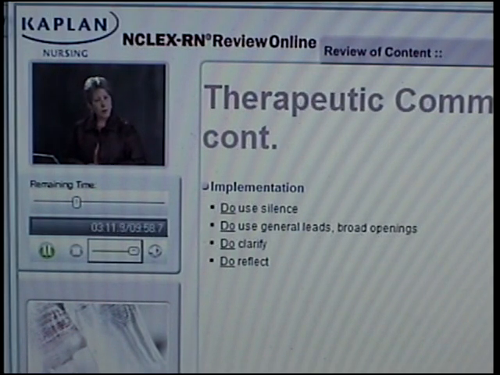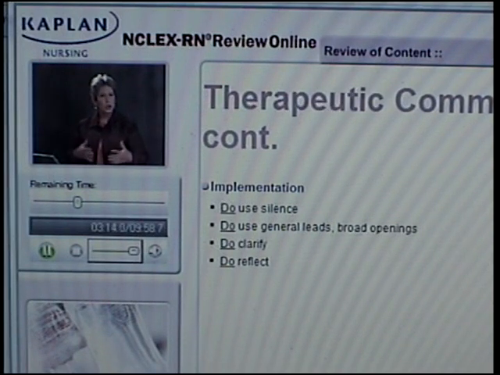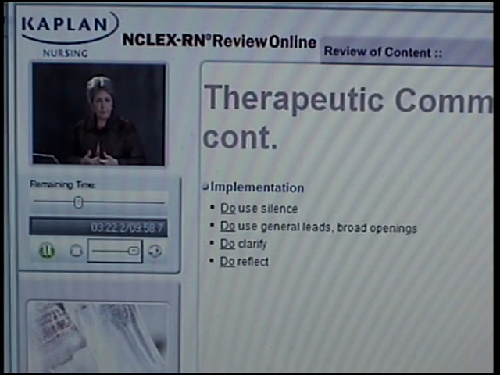Another technique is called clarification. You will clarify the message. You're going to request feedback so that you clearly understand the message and that you are conveying to the client that you clearly understand the message. You clarify by using phrases such as, I'm not sure that I understand. In other words, you seem to be saying, or tell me more.